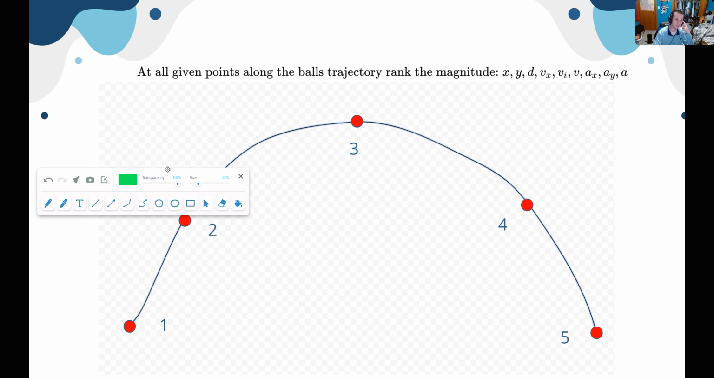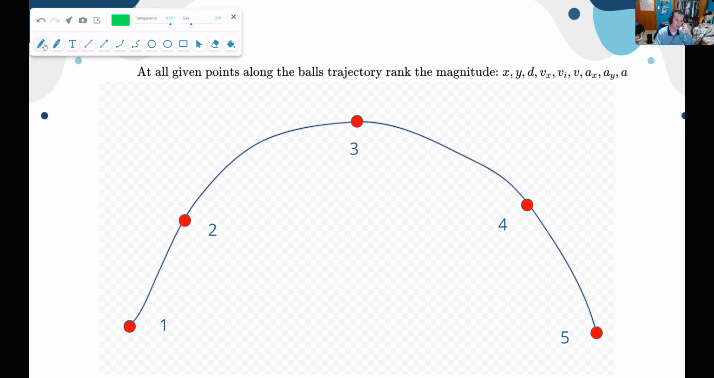Okay, so at all given points along the ball's trajectory. This is just a fairly average parabola. Nothing super special. It's just a typical path that a ball would take in its trajectory in projectile motion. And so we just want to rank the magnitudes of a bunch of different things: the x and y position components, the total distance component, the components of the velocity and the total velocity, and then the acceleration components and the total acceleration.